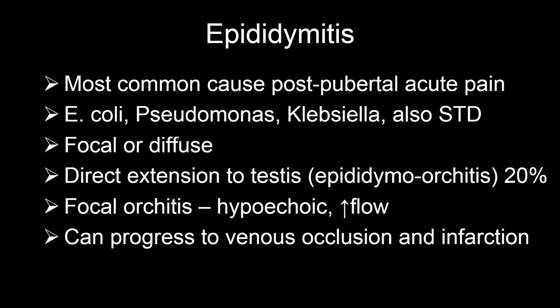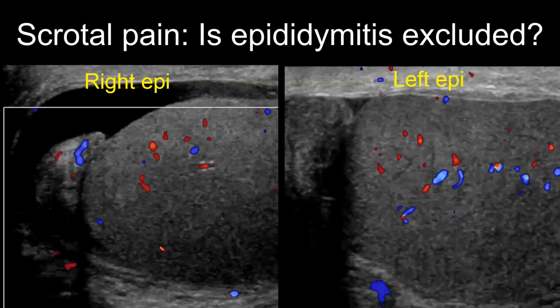It can extend to the testes, in which case it's called epididymo-orchitis. That happens about 20% of the time. Also, patients can have focal orchitis, which will look hypoechoic but have increased vascularity. It can, on occasion, progress to venous occlusion and infarction. I have seen this rarely, given the number of cases that I've seen.